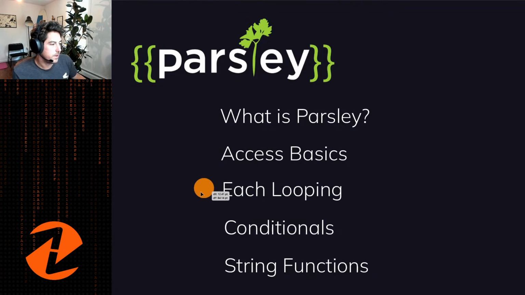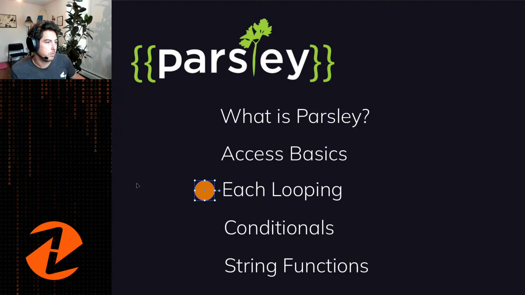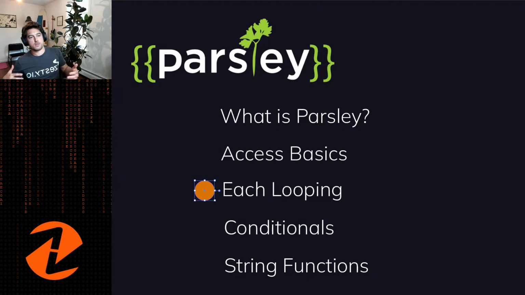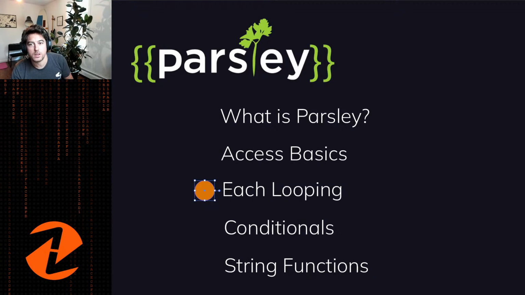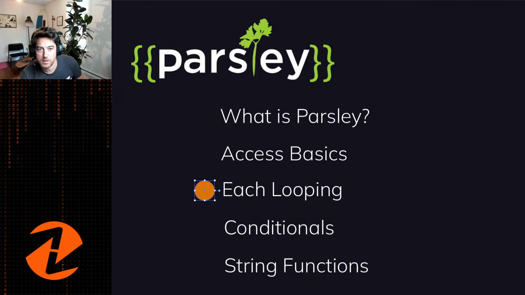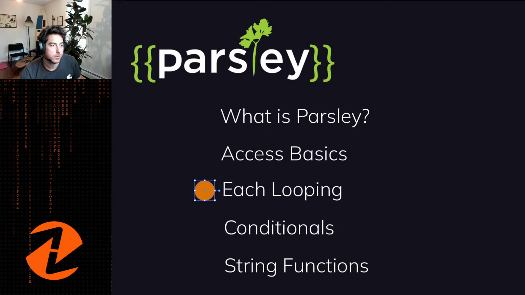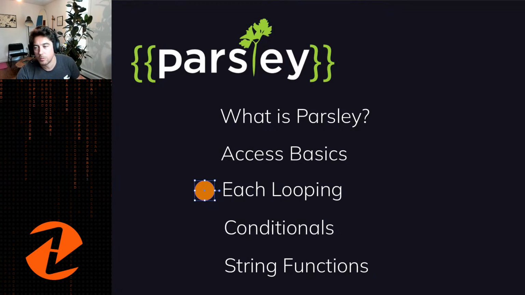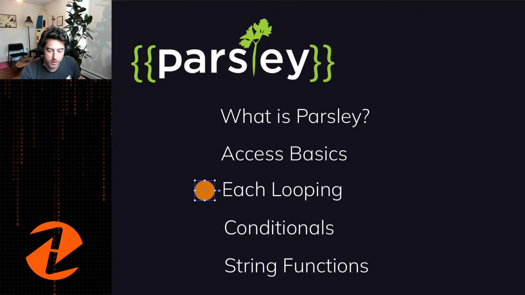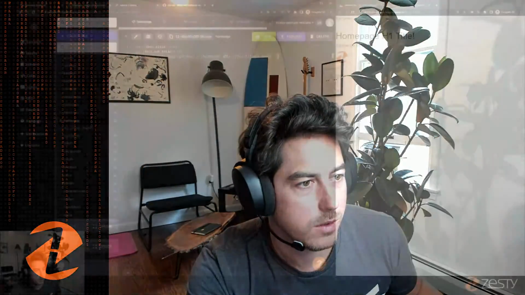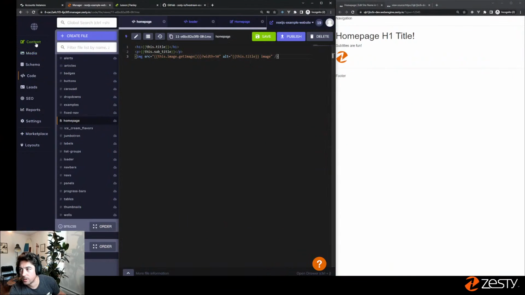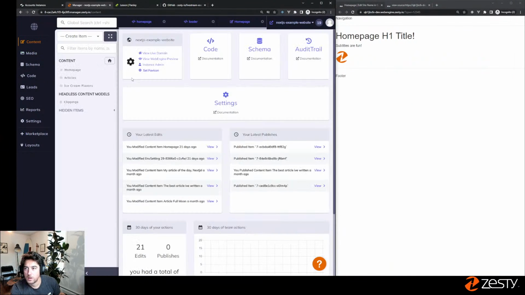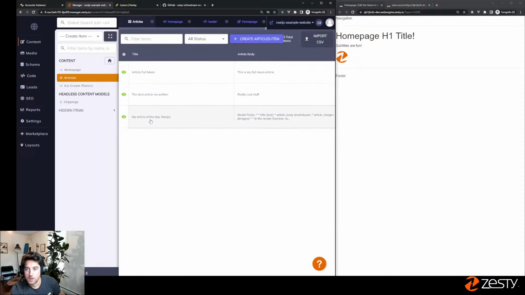All right, we're going to move down into each looping. So Parsley's job is to access the content in the instance which you're working in. So if you have content that has multiple items, you want to loop through them. And on this particular build, I believe we have an article set up. So let's get back into the working environment here. And we're going to click into content. We're going to look for articles. So we have articles here, and you can see I have 3 articles.